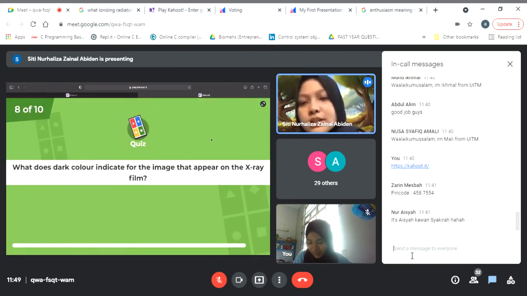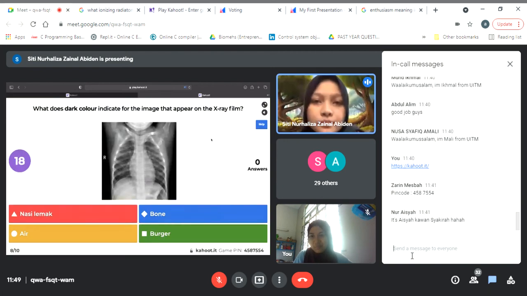So what does the dark color indicate for the image that appears on the X-ray film? So what does the dark color indicate? So this is the chest part of the human body. Is it nasi lemak? Is it burger? He just had his breakfast.